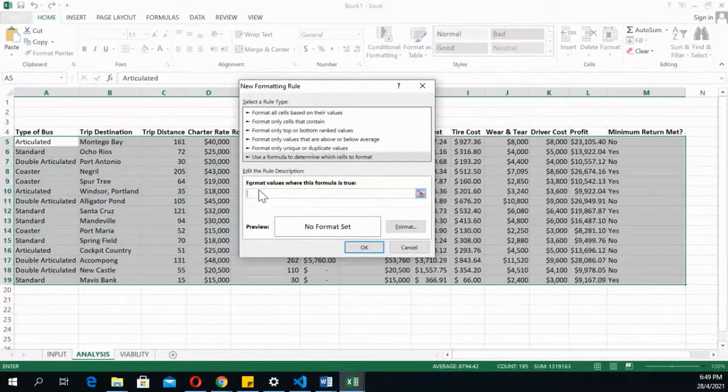Then for the format values where this formula is true, we're going to select the first row here. And we want to say if this is equal to, in quotes, yes. All right, so right now, if you guys recall from addressing, so absolute versus relative, right now this is only checking cell M5, right? But where do we want it to check?